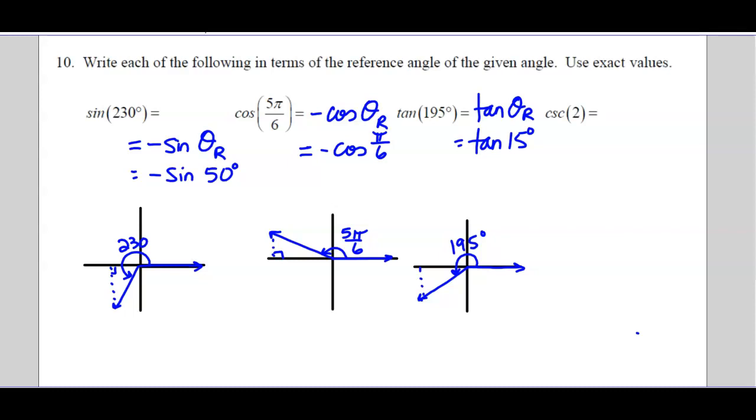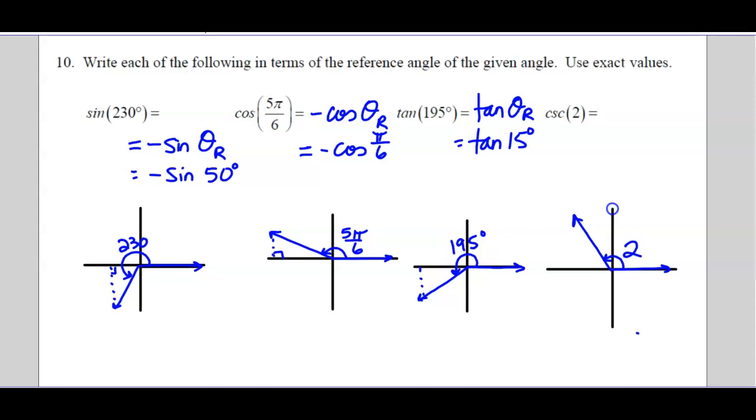Okay, so cosecant 2 is 2 degrees or 2 radians? Radians. There's no degree symbol. Okay, so that's radians. Where is that going to be? We're talking about sine of 2 radians versus sine of 2 degrees. So remember, half a rotation is pi, which is 3.14. Half of pi is 1.57-ish. So this is in the second quadrant, about 2/3 pi. So this is 2.